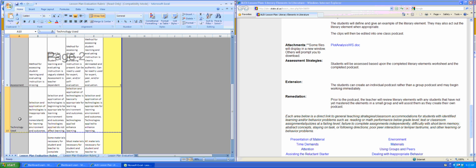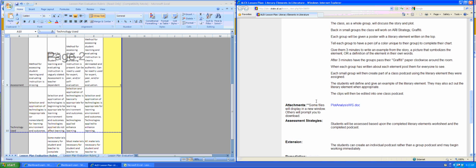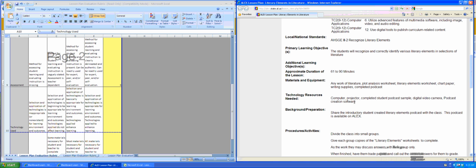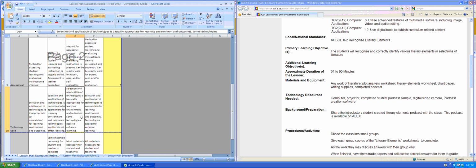The next category is technology used. So I'll look over here and see on the lesson plan what technology was used: a computer, projector, a student podcast sample, a digital video camera, and podcast creation software. And I would understand how that was used within the lesson. So then I read all four of my descriptions for technology used and decide which of these is most descriptive of the lesson plan that I'm evaluating at the time. So I might say that this is a score of a 4.